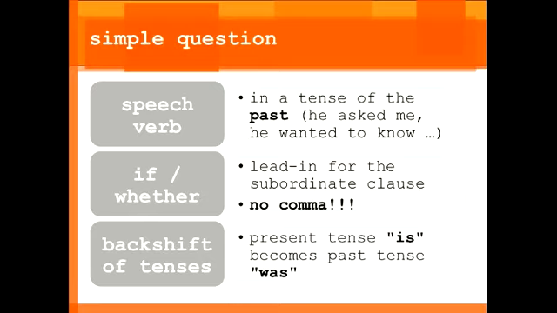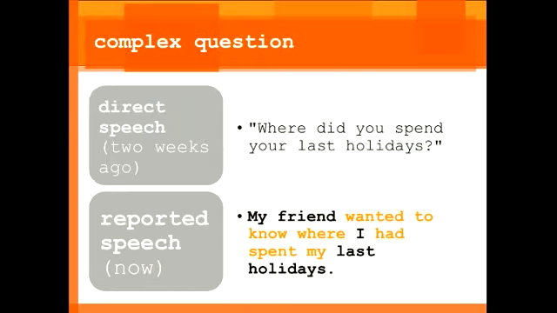The second thing I want to point out here is the lead-in for the subordinate clause, which for the simple question is if or whether. Especially for the German learners, a word of caution here. In English, we do not put a comma in front of if or whether. You have to be careful with that. And the third thing I want to point out, of course, is the backshift of tenses, and our present tense is becomes past tense was. So much for the simple question.